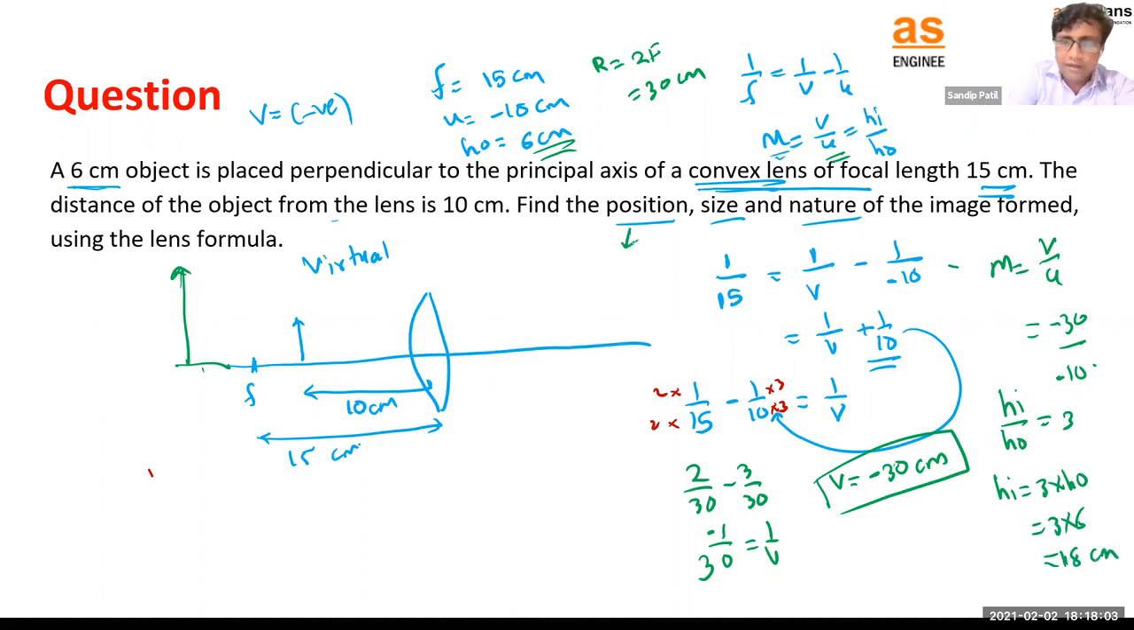So position is where we got the 30. Size is how much? 18 centimeter. Nature, what can I say about the nature? It is upright, magnified, and virtual. This whole thing we have to write in the answers. Okay, good. So now we know how to solve the lens problems.